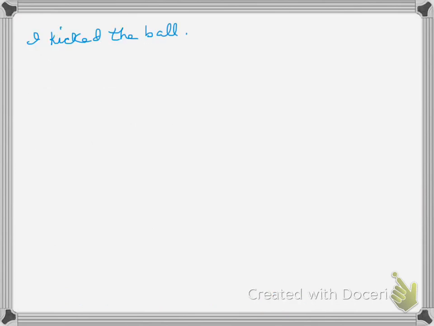So continuing to look at some explanatory examples, here's a sentence: I kicked the ball. I have one subject, I have one verb, it makes sense, so it is an independent clause. It's not missing any information to make it a complete thought. And it is simple because it only has one.